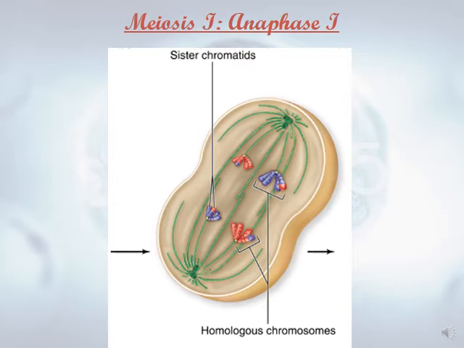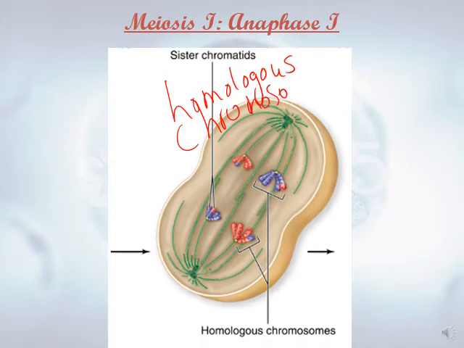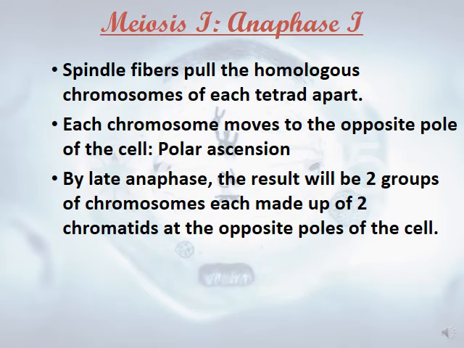In anaphase 1, the spindle fiber will pull not the sister chromatids, but the homologous chromosomes of each tetrad. Okay? Each chromosome will move to the opposite pole of the cell, forming what's known as polar ascension, and here is the site of the crossing over. In late anaphase, we will have 2 groups, each made of chromosomes of 2 chromatids, moving to opposite poles of the cell.